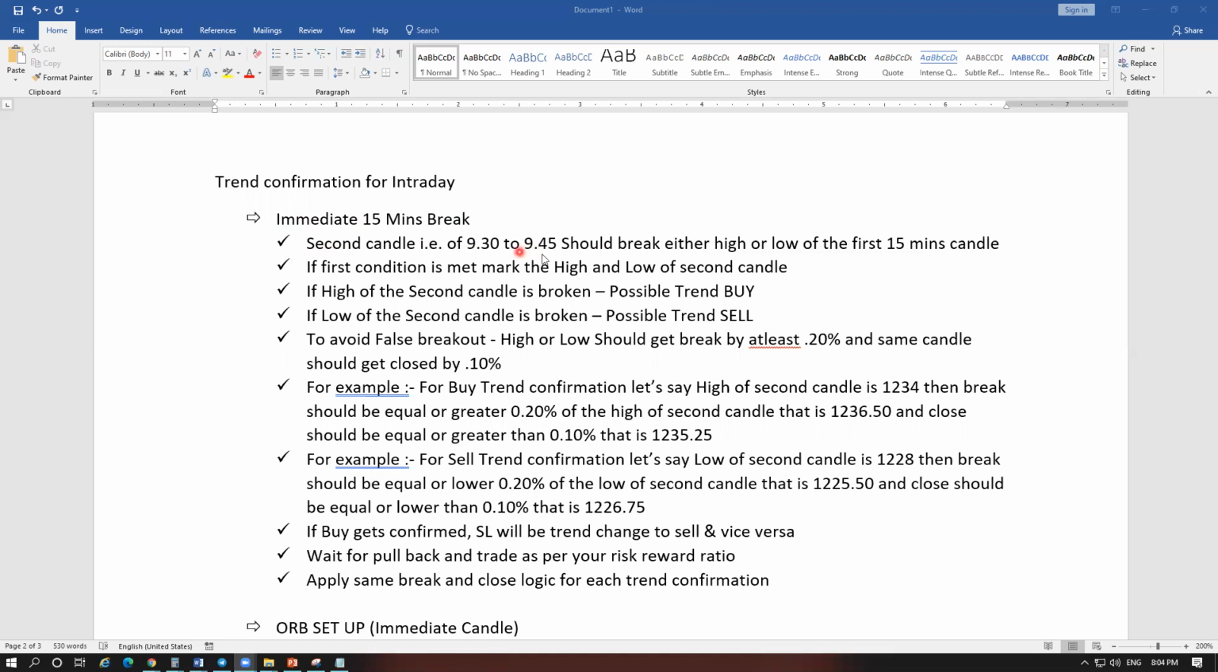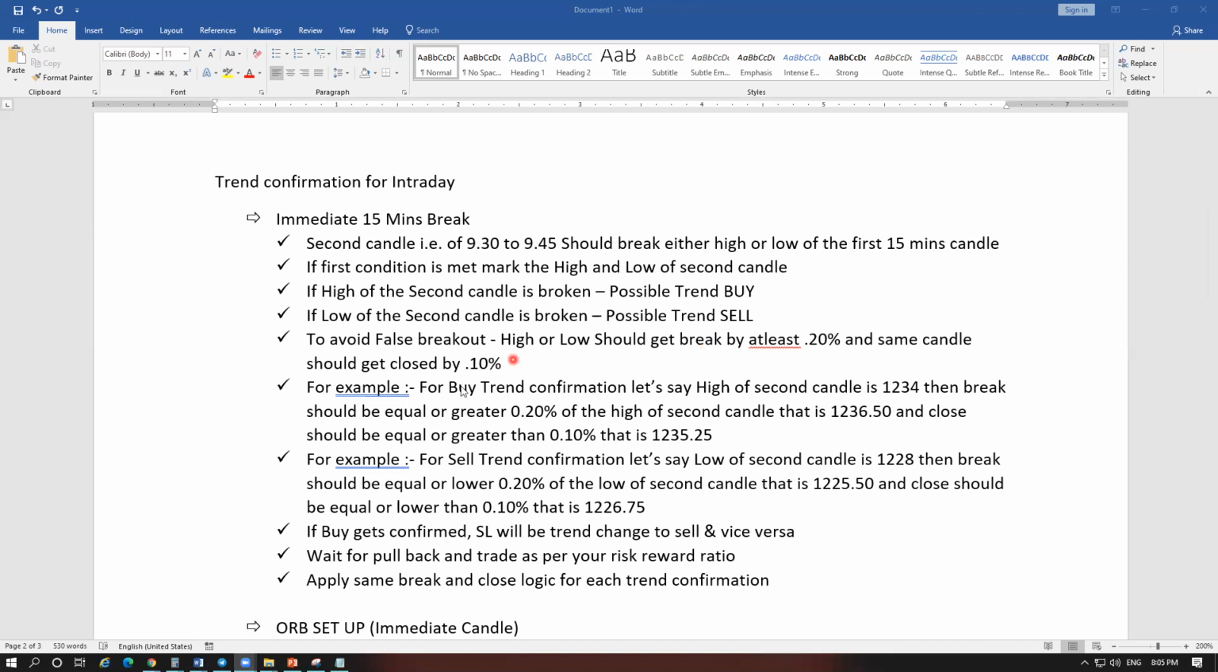If the first condition is met, mark the high and low of the second candle. Immediately the second candle has broken the 15 minutes high or low, then you have to mark the second candle high and low. If the high of the second candle is broken, the possible trend is buy. If the low of the second candle is broken, the possible trend is sell. Simple. To avoid a false breakout, high or low should break by at least 0.20%, and the same candle should close by 0.10%.